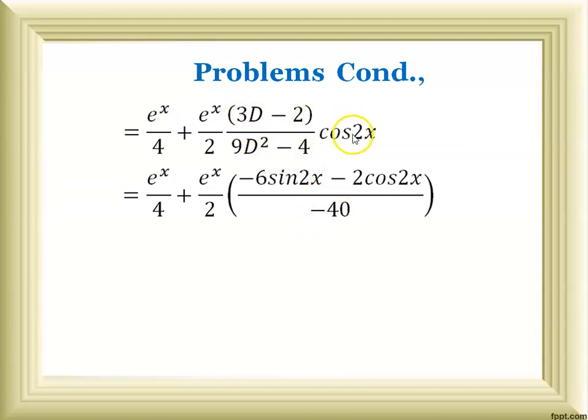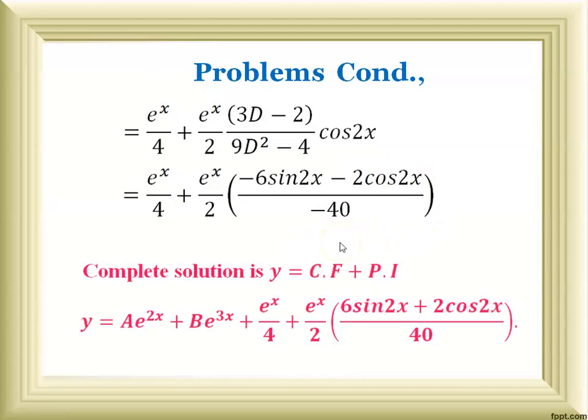Here 3d times of cos 2x. D of cos 2x we know very well. D is d by dx. D by dx means derivative with respect to x. So d by dx of cos 2x is minus 2 sin 2x. So minus 2 into sin 2x into 3 is minus 6 times sin 2x, minus 2 into this cos 2x. So throughout simplification will give the particular integral e power x by 4 plus the e power x by 2 into this whole thing. This is our particular integral in this particular problem.